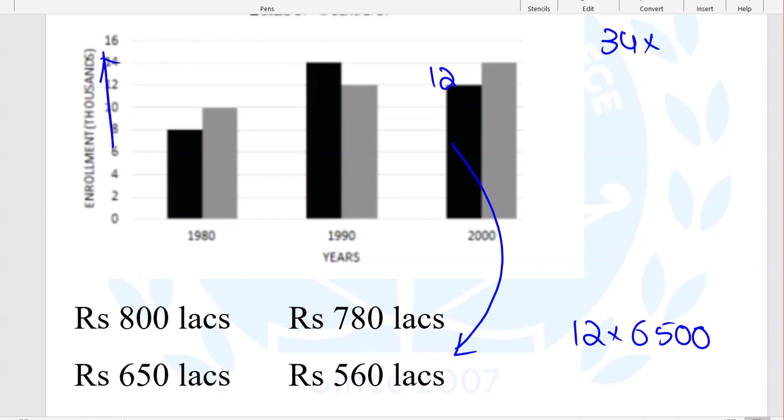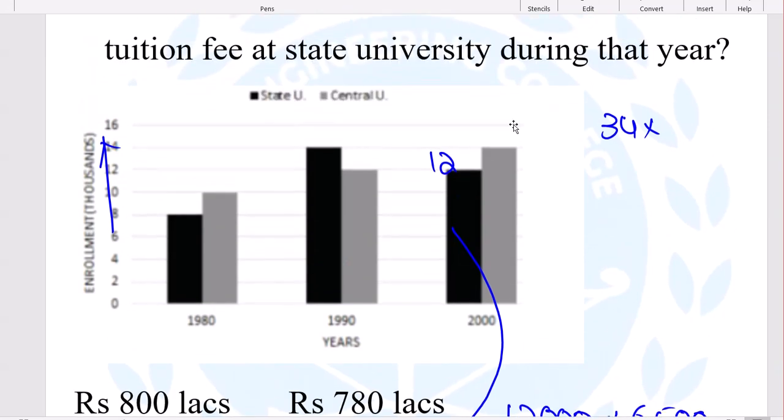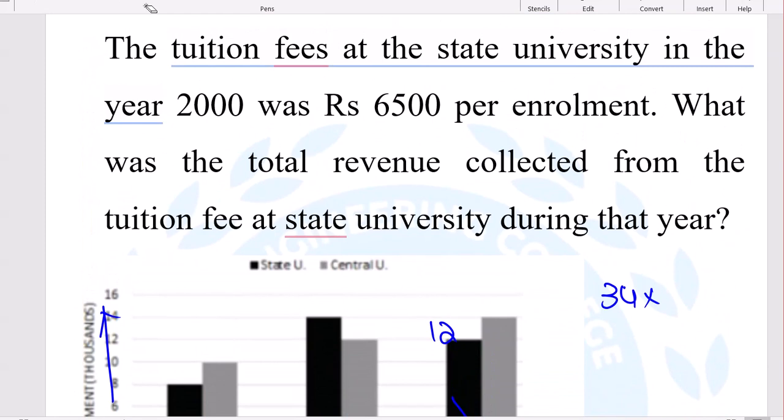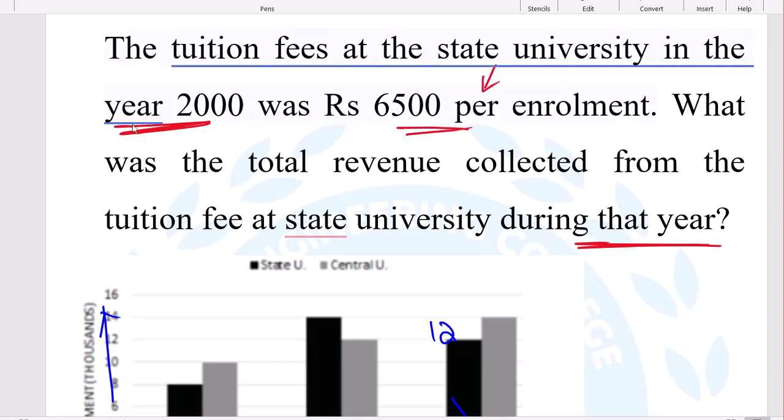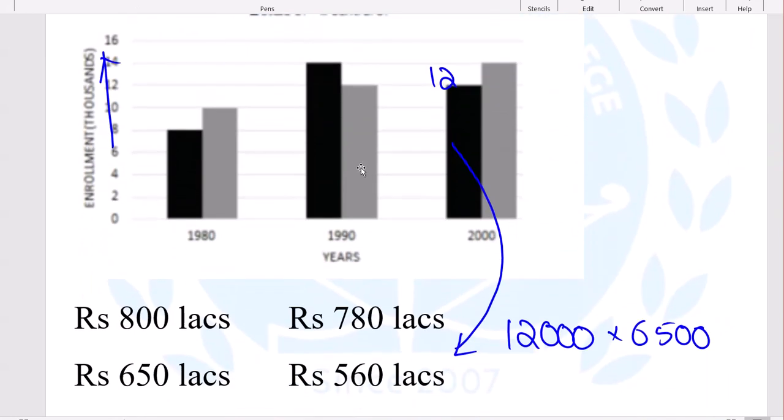The data is giving that the number of admissions in that state university in the year 2000 is 12,000, and the tuition fee for that year is 6,500, because this is a continuation part of the question. So in 2000, 6,500 is the state university fee per enrollment. 12,000 people enrolled. Multiplying by 6,500 we get 780 lakhs. In terms of lakhs, they want. 10 power 5 is nothing but lakh. So these 3 zeros and 2 zeros will contribute to 1 lakh. And 12 into 65 should be your answer, 780.